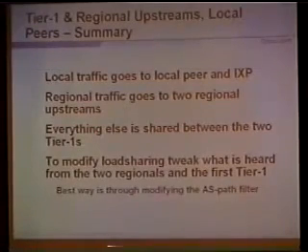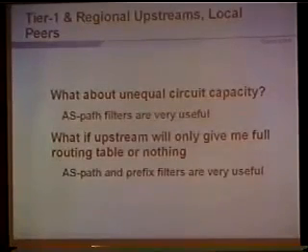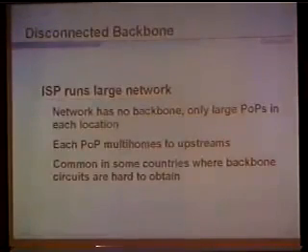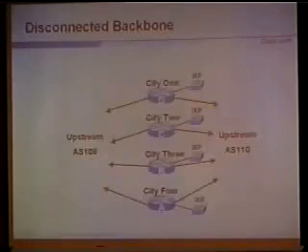Okay, I've talked through all that. I'll jump through this. Let's do this one: the disconnected backbone. This is where an ISP will run a large network, but the network has no backbone. The ISP is basically in each city or whatever. It's got a large point of presence in each location. Each point of presence will multi-home to upstreams. Quite common where we can't get backbone circuits.